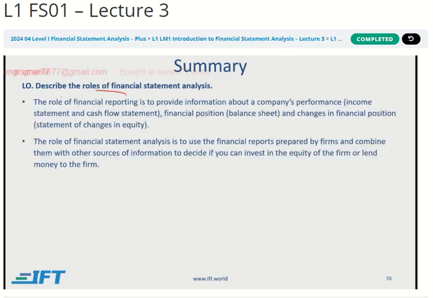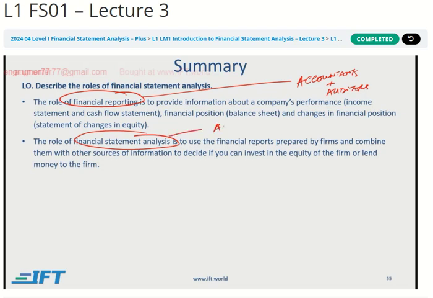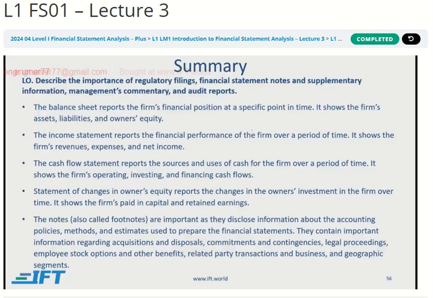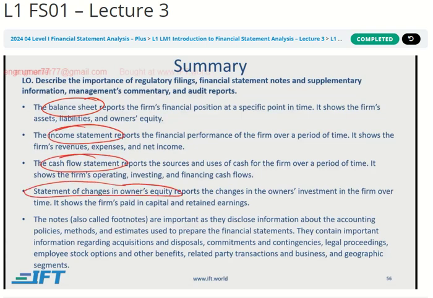We talked about the difference between financial reporting and financial statement analysis. Financial reporting is the job of accountants and auditors, right? And we as analysts do financial statement analysis based on the financial statements that accountants and auditors produce. And what are those primary financial statements? Balance sheet, income statement, cash flow statement, statement of changes in owner's equity, and of course I told you there is a statement of comprehensive income, which you will learn about later, which is related to your income statement, of course.